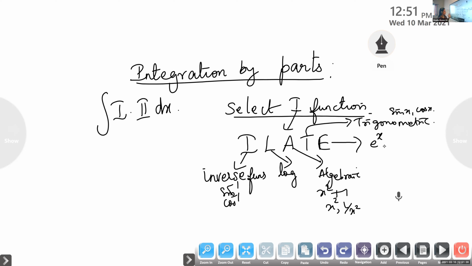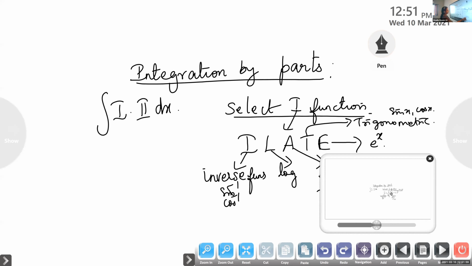For selecting the first function, there is a rule. That rule we call ILATE. What is ILATE? Inverse, logarithmic, algebraic, trigonometric, exponential function. ILATE. Okay. And what is the formula here?